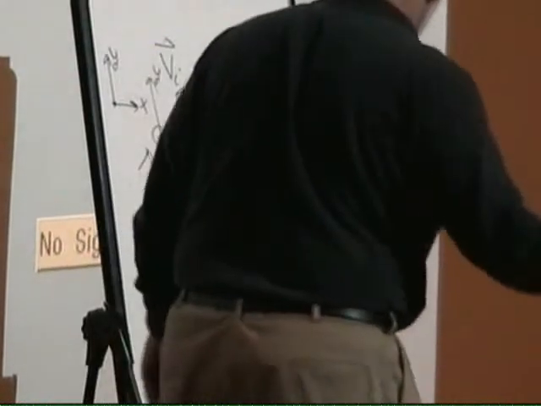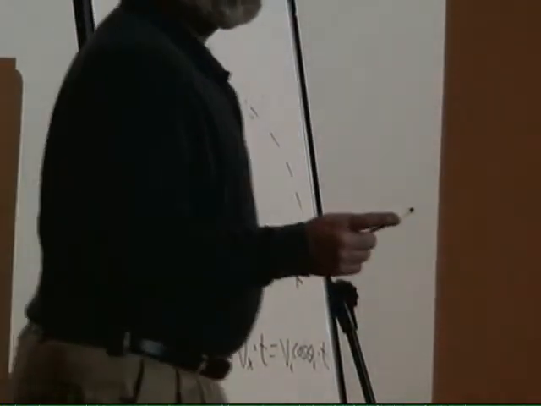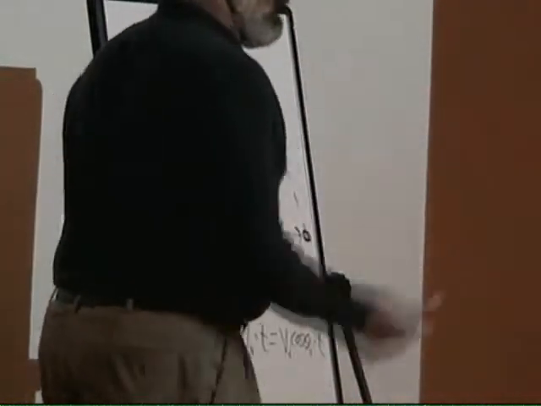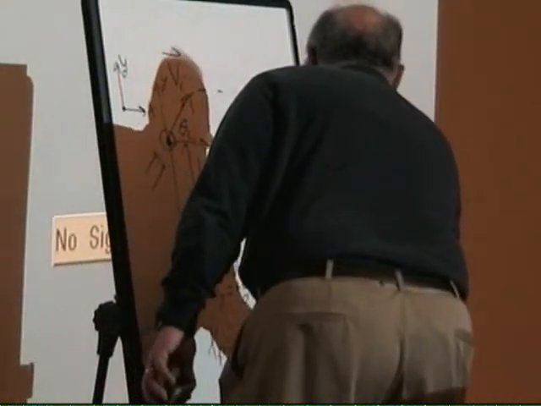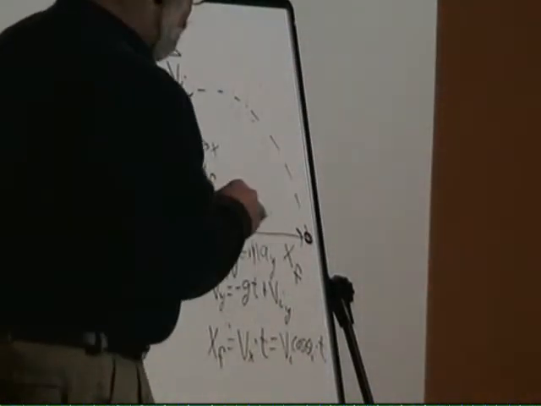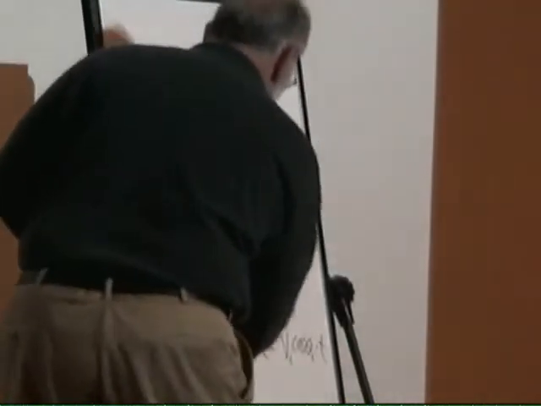What is it? Minus 1/2 gt squared. Well, that's not the velocity, is it? It's just minus gt, huh? Plus the initial y velocity. Make sense? And then we need to take that one more step.